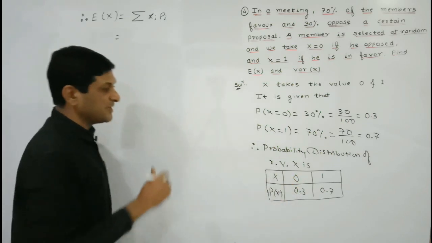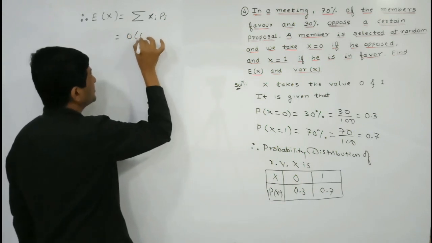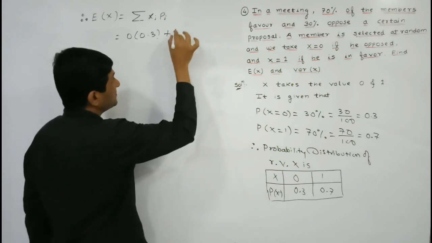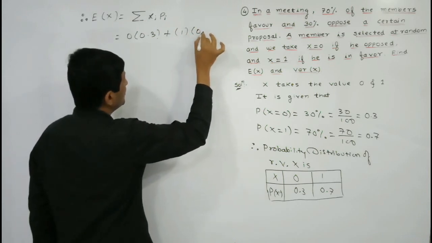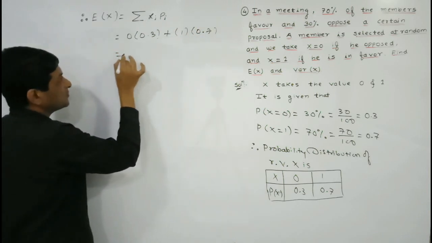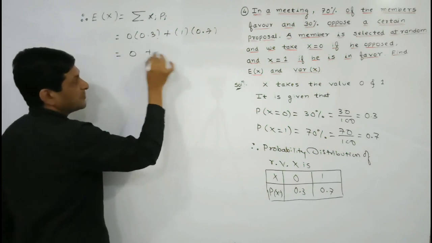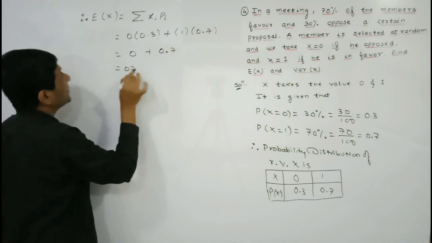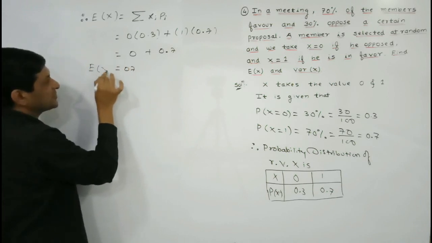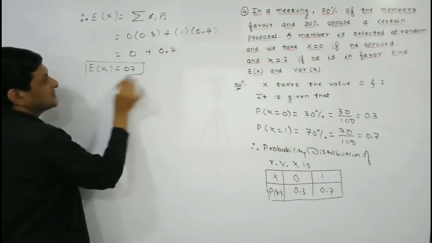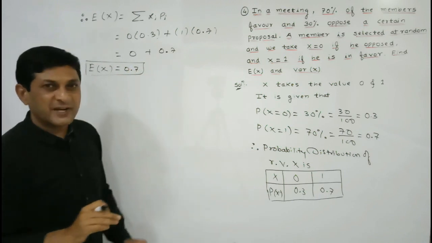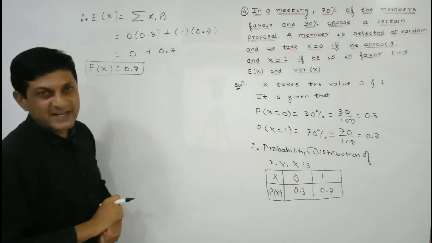0 into its probability means 0 into 0.3 plus, summation means what? Plus. In the second case what we will get? 1 into 0.7. So 0 into any number is 0 and 1 into 0.7 is 0.7. So which is equal to 0.7, means we have got our first required value, E of x is equal to 0.7. Now we are trying to find out second required value, that is variance of x.